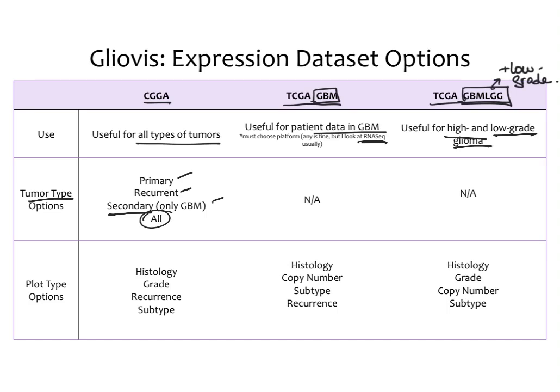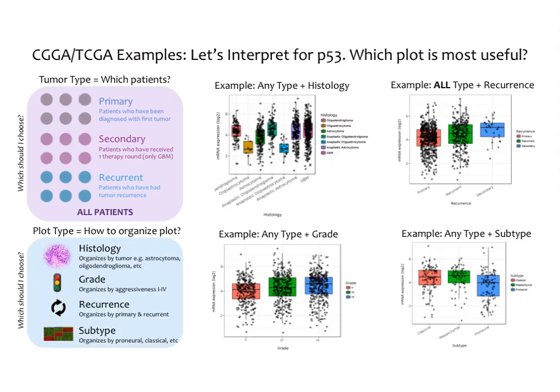And then for all of them, you have different options for your plot type. So you can choose to look at it by histology, by grade, by recurrence, or by subtype, or by copy number for the TCGA ones. So this allows you a lot of freedom in how to organize your data and what kinds of visualizations to generate. So let's look at some examples of this. So let's start again by going over the different types.